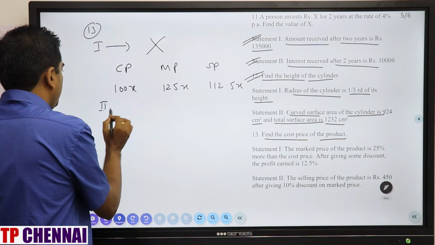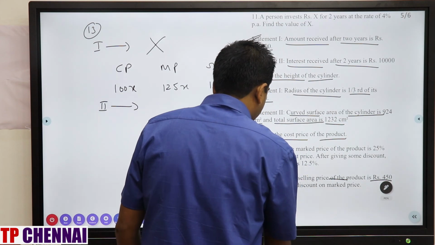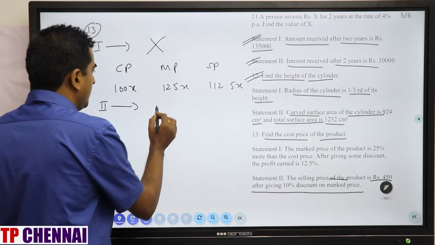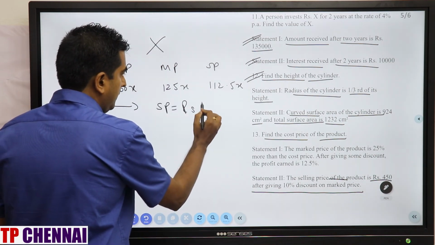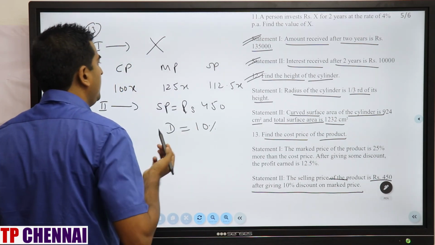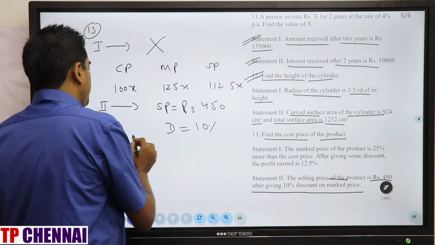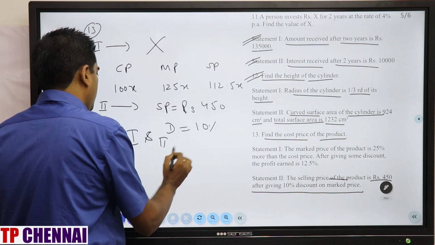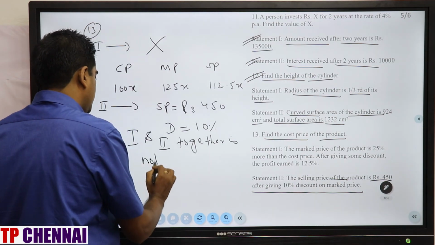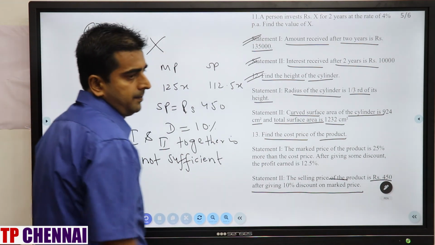Come to statement 2. The selling price of the product is rupees 450 after giving 10% discount on the mark price. But I don't know what my mark price is. SP they have given you as rupees 450, discount they have given you as 10% on mark price, but I don't know what the mark price is. Even if I merge both, I don't know the value of X. That means 1 and 2 together is not sufficient to calculate the answer.